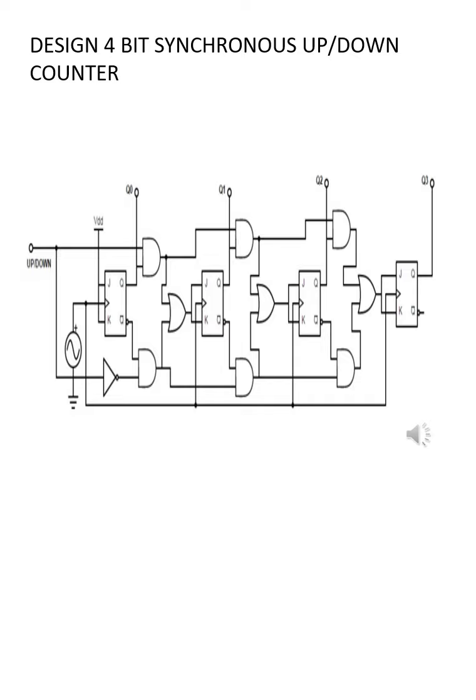So this is a synchronous up/down counter. It's a 4-bit synchronous up/down counter. Here, 4 flip-flops have been used, the JK flip-flop. In an up/down counter, if the value is 1, then automatically it will do the up operation. If the value is 0, automatically it will do the down operation.